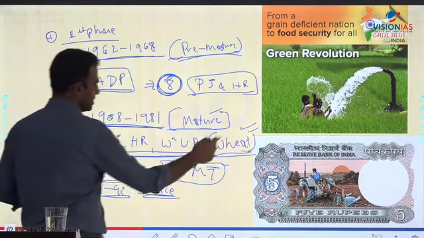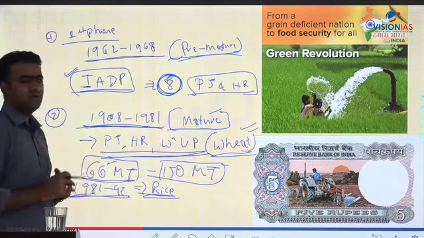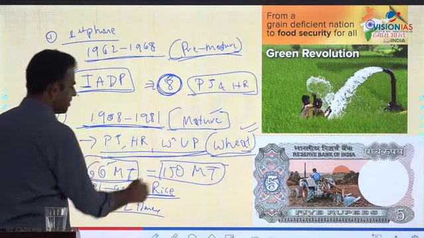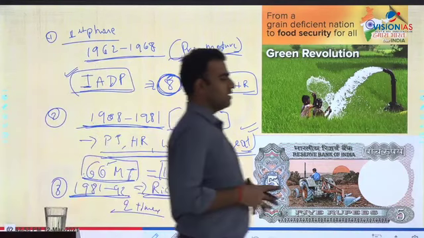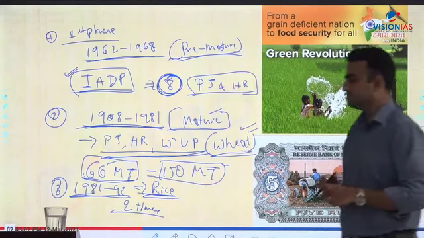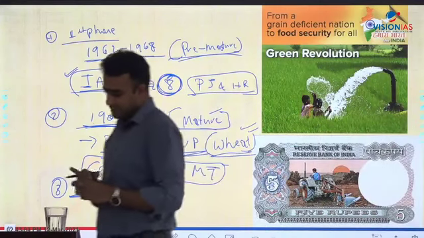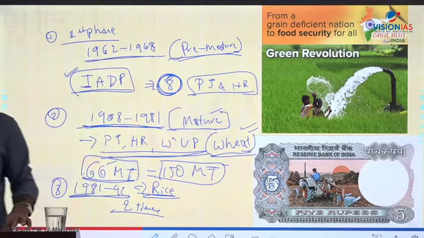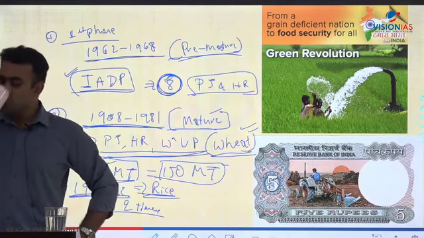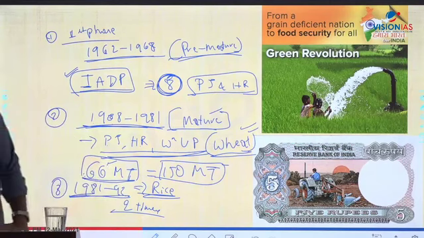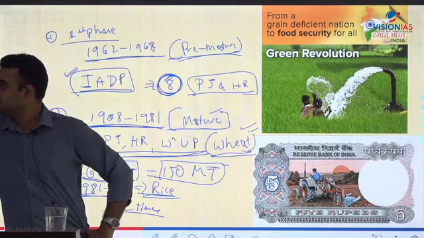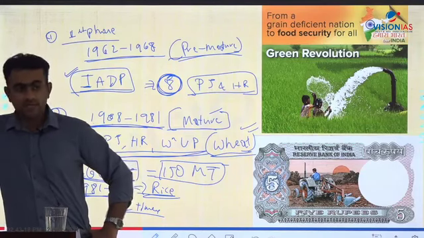But here you can see that wheat production had more than tripled, but यहाँ पर it was 2 times. इतना ज़्यादा नहीं हुआ था, but still we were able to achieve double the production in case of rice here. That is the third phase. Is that clear?